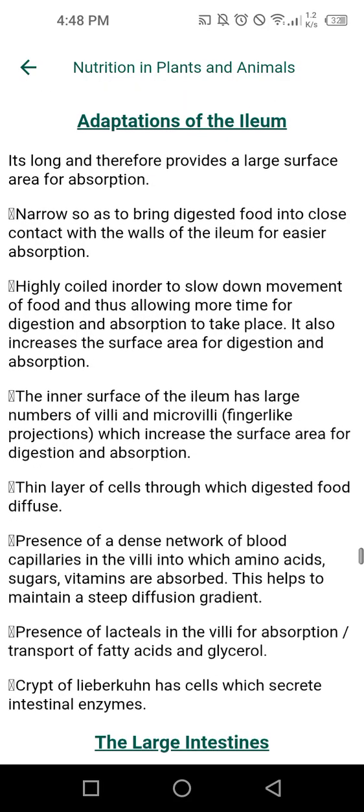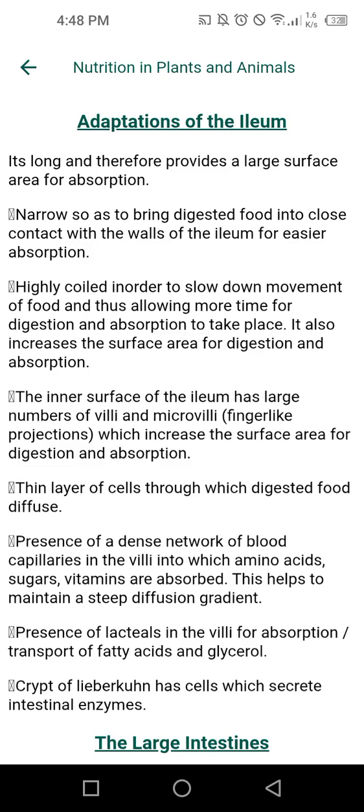Adaptations of the ileum. It's long and therefore provides a large surface area for absorption. Narrow so as to bring digested food into close contact with the walls of the ileum for easier absorption. Highly coiled in order to slow down movement of food and thus allow more time for digestion and absorption to take place. It also increases the surface area for digestion and absorption. The inner surface of the ileum has large numbers of villi and microvilli, finger-like projections, which increase the surface area for digestion and absorption. Thin layer of cells through which digested food diffuses.